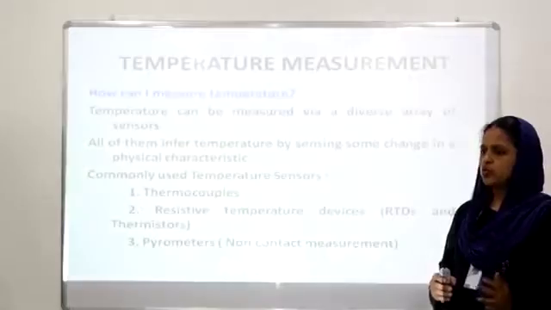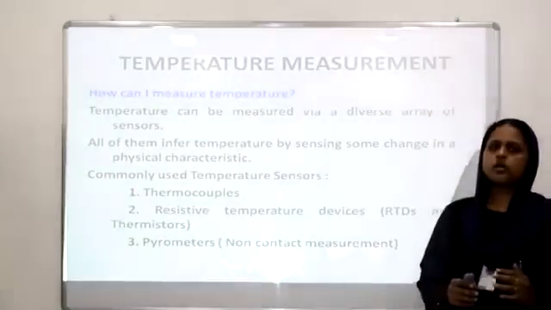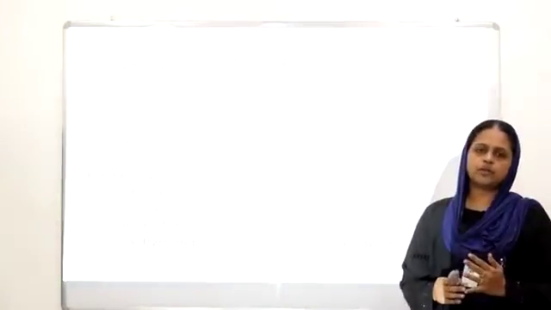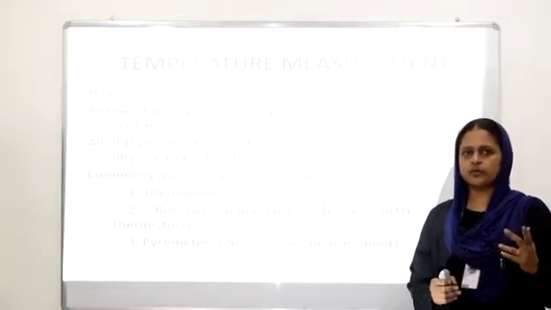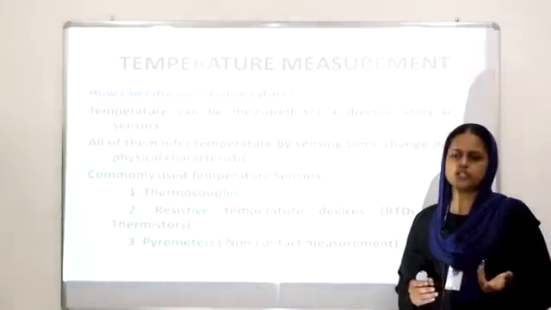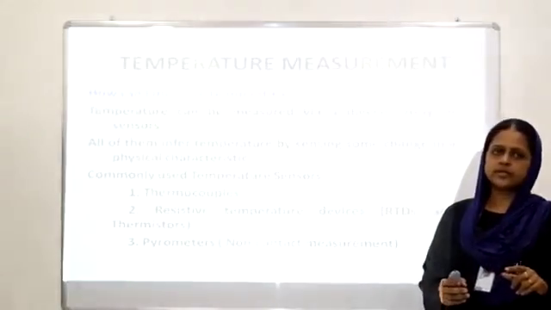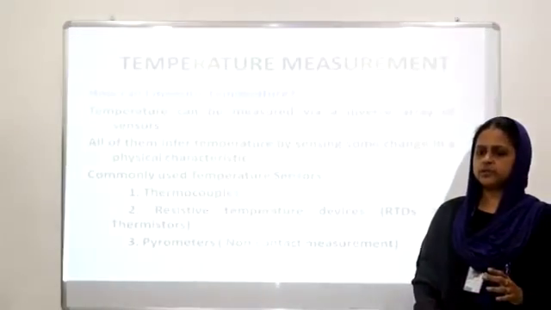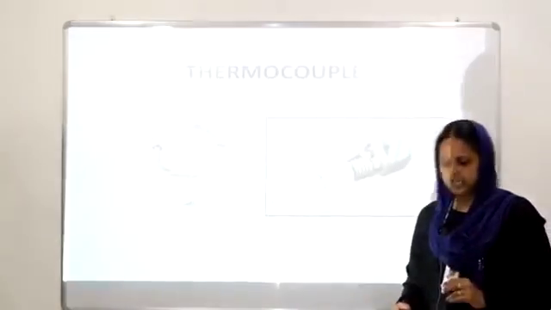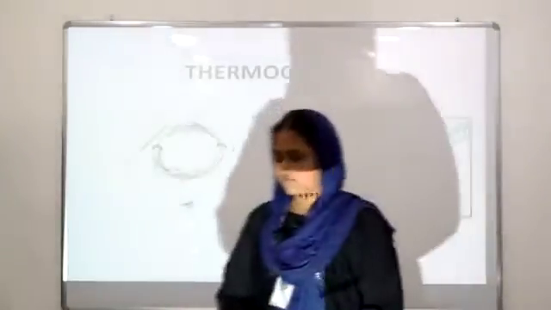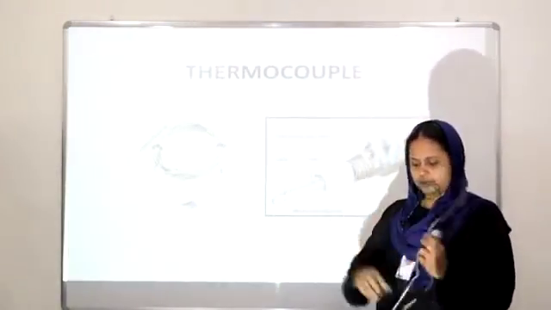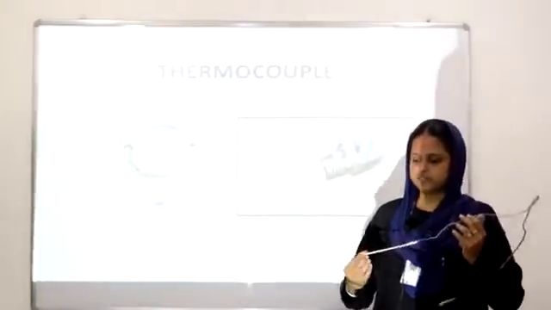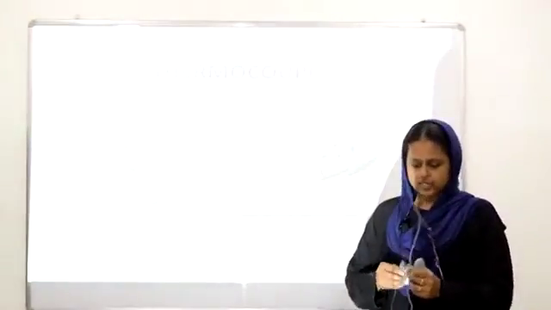What are the commonly used temperature sensors? Industrial people normally go with thermocouples, RTDs and pyrometers. The first two are contact type temperature measurement, and the last one, the pyrometer, is non-contact type. This is the thermocouple. The figure shows the physical thermocouple. It contains a sensor portion, this is the sensor portion, the actual thermocouple.